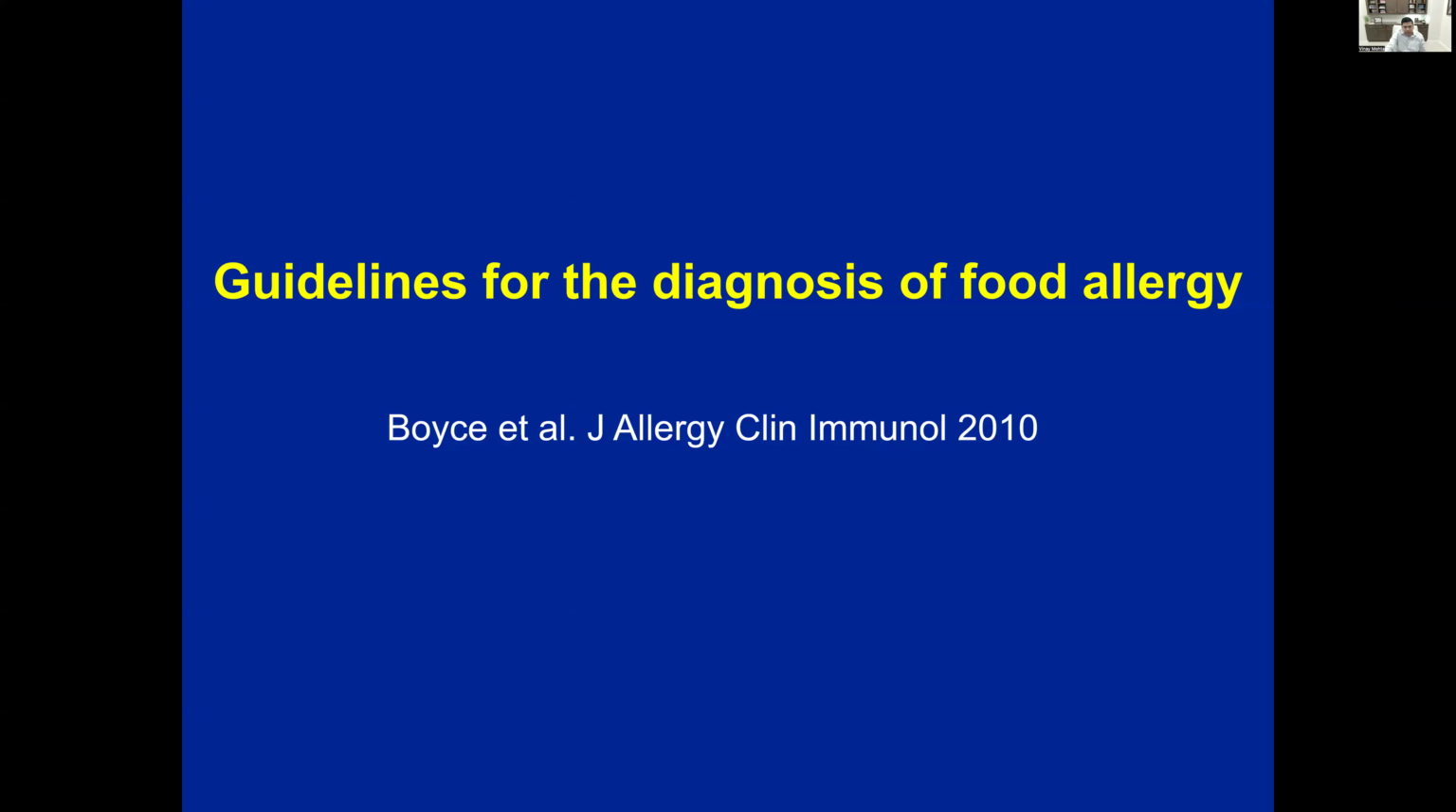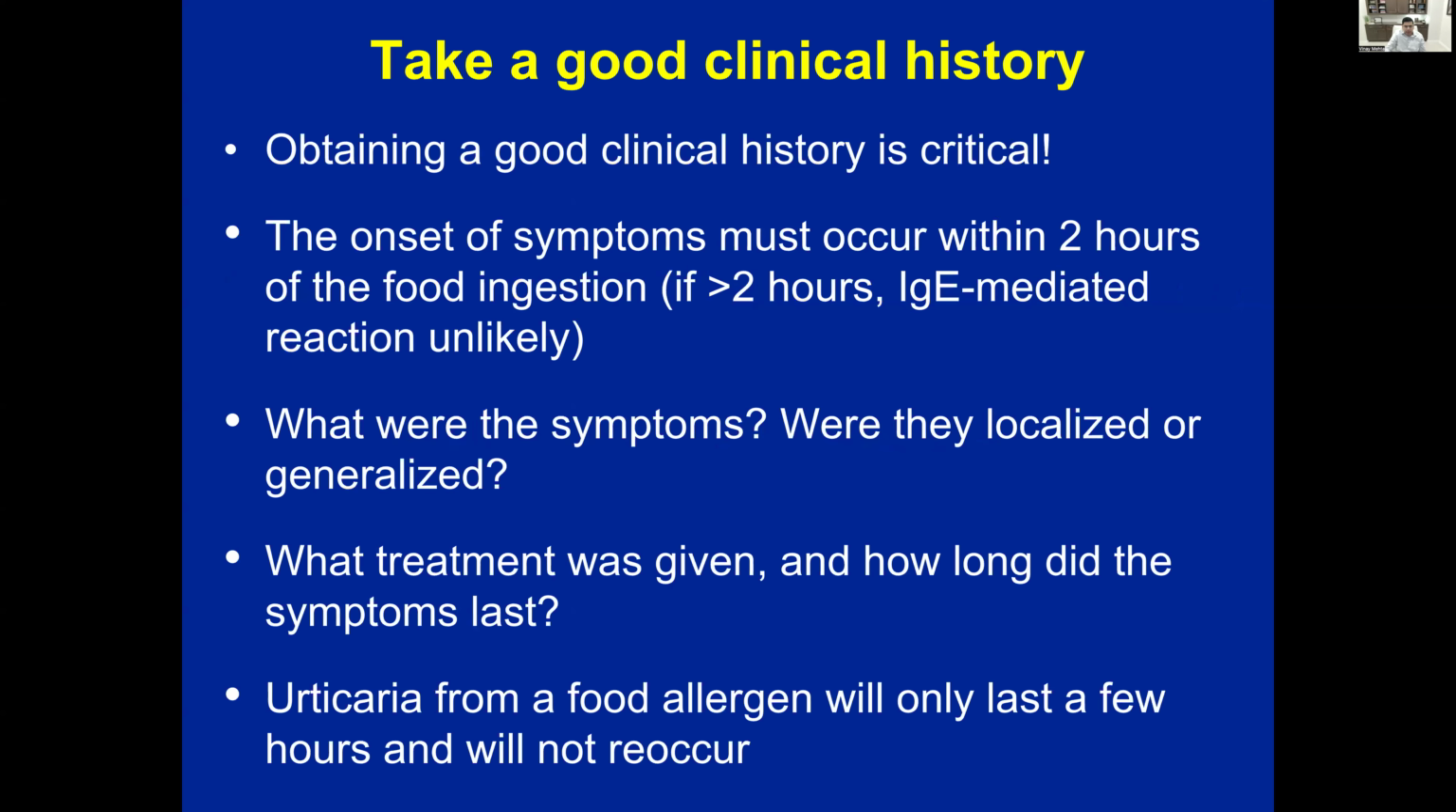So I think the first thing is you need to take a good clinical history. That is critical, especially when you're dealing with food allergies. You have to take a good history. You have to know, okay, the parent will come to you, say, my child is allergic, or the adult will say, I'm allergic. What does that mean? What were the symptoms? Was this IgE mediated? Was this non-IgE mediated?